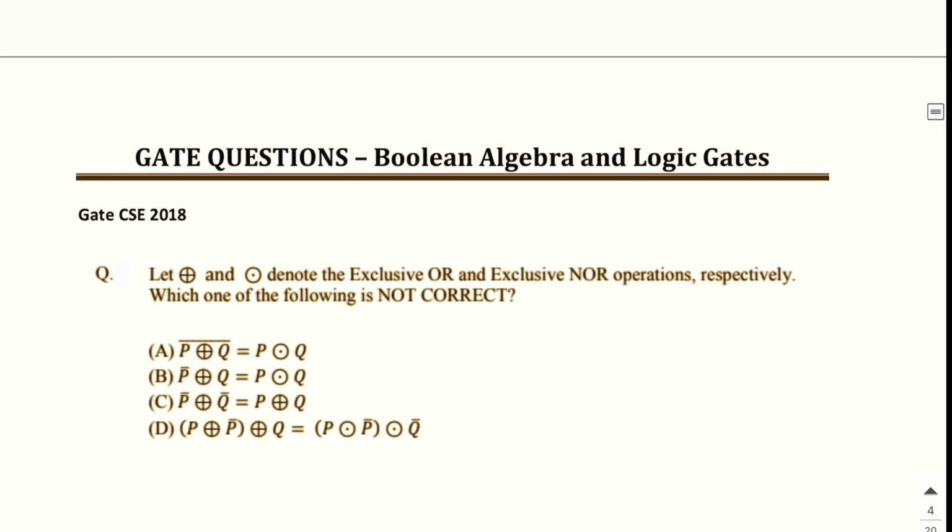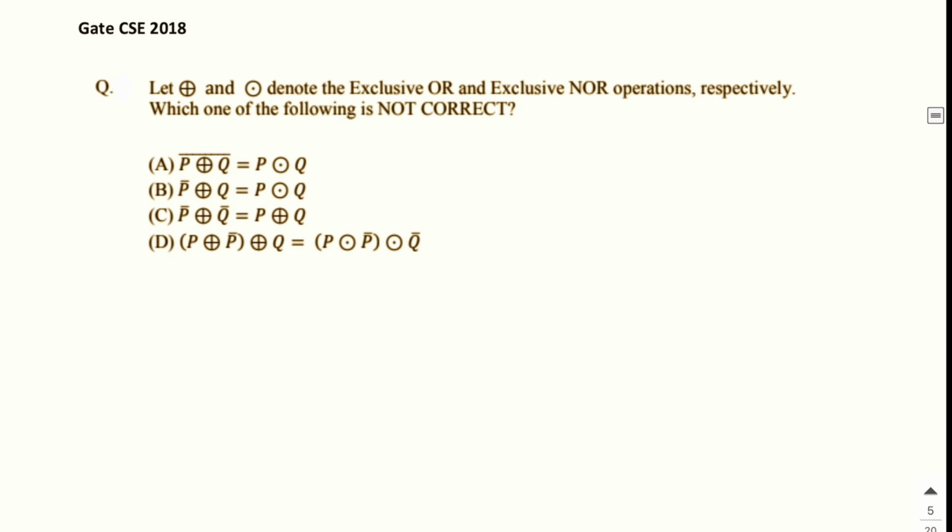Let's come to the next question. Now in this question we have it related to the XOR and the XNOR gates. It says that the symbol this and this represents exclusive OR and exclusive NOR operations respectively. You have to find out which among the following is not correct.